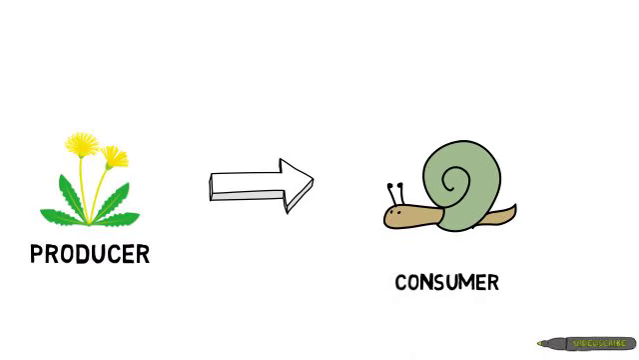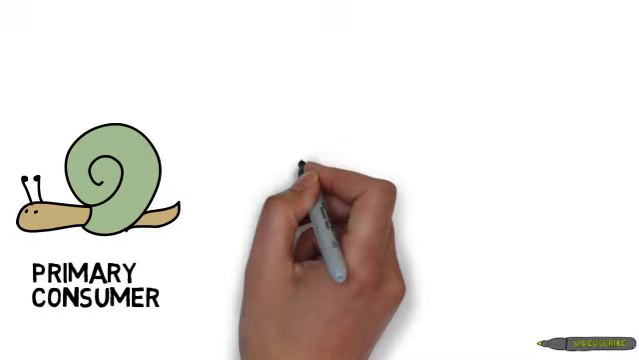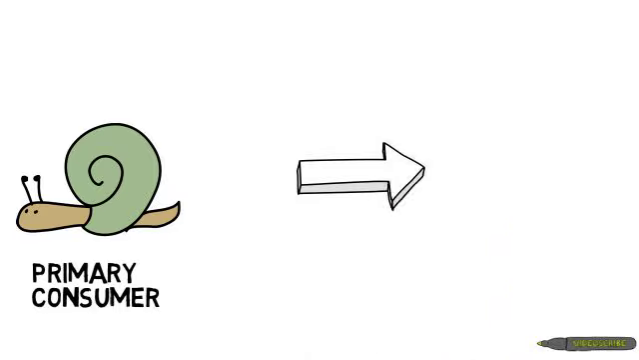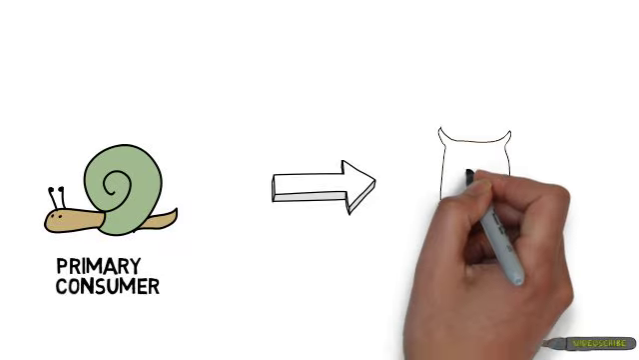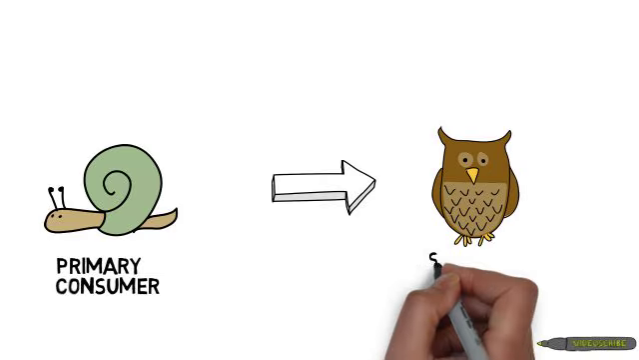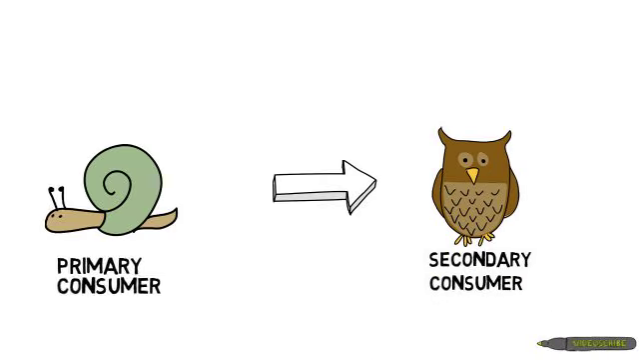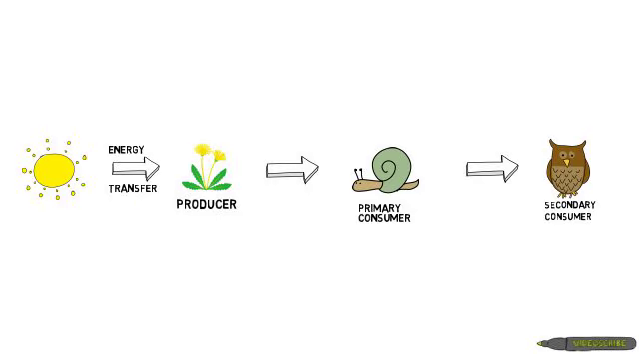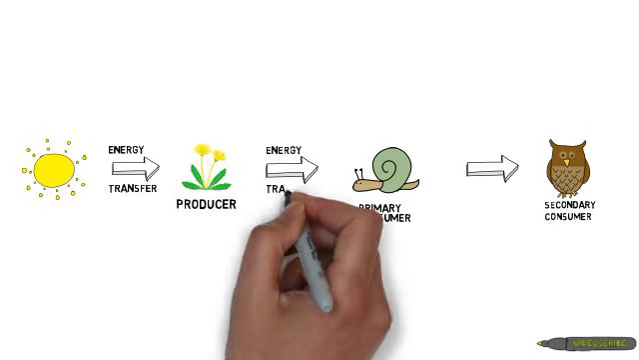Animals that eat green plants directly are called primary consumers or herbivores. And animals that eat herbivores are called secondary consumers or carnivores. The arrows in a food chain show the transfer of food energy from organism to organism.